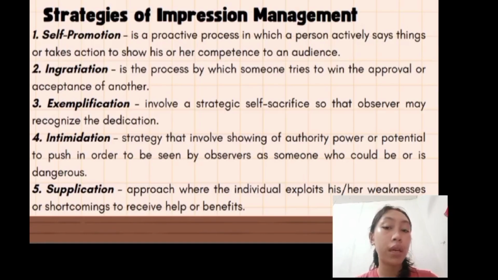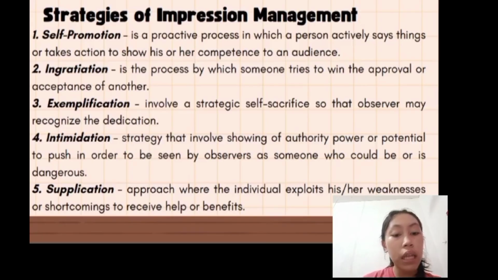Self-promotion is a proactive process in which a person actively says things or takes action to show his or her competence to an audience. It's like talking about your skills, achievements, or good qualities so people see you as capable, like in job interviews, and often used to get noticed at work or in a social situation. Next is ingratiation. Ingratiation is the process by which someone tries to win the approval or acceptance of another. It's like being friendly, polite, or flattering to make people like you and build a good relationship.